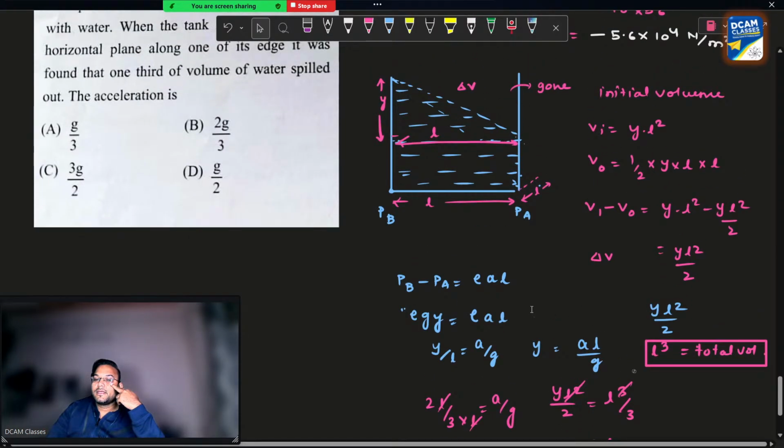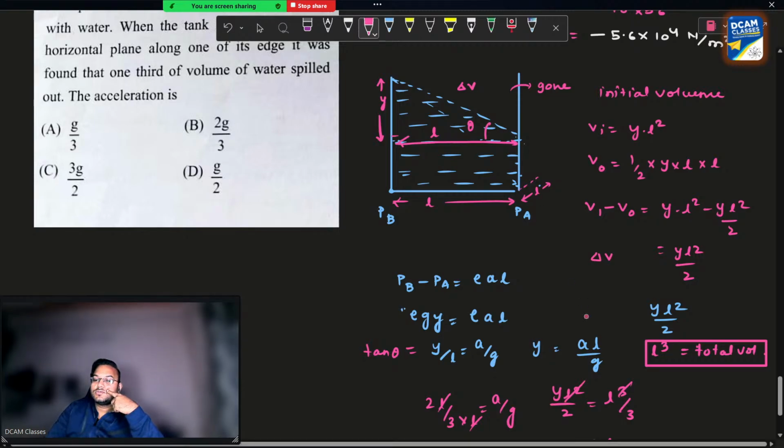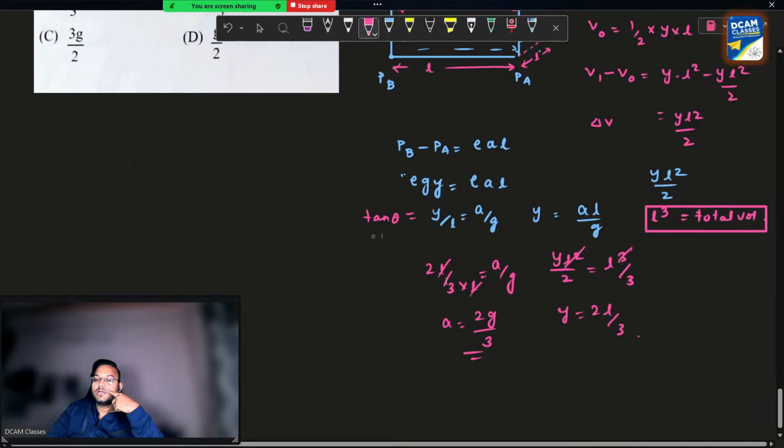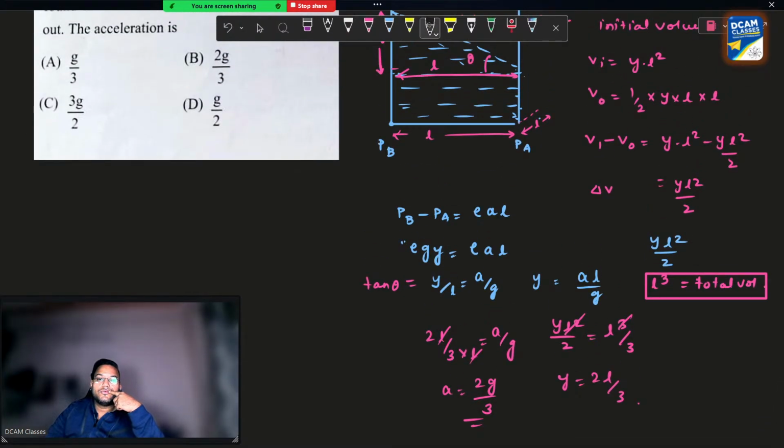But from the relation we have y by L is equal to tan theta, which is a by g. From the above relation, a is equal to yg by L. And the y value you have already got, it's 2L by 3. So you'll get 2g by 3 only. Now tell me how you were doing. Why are you getting g by 3?